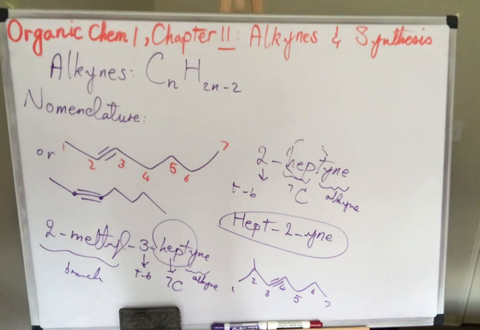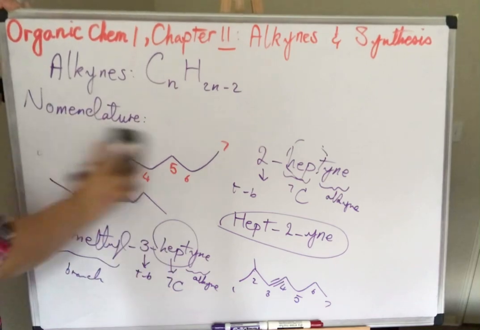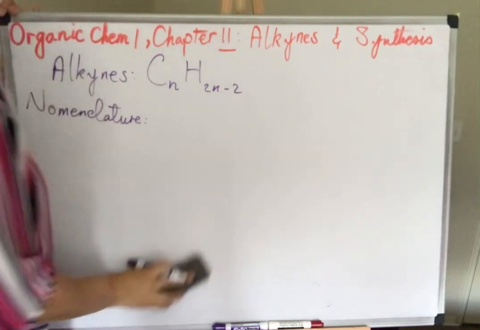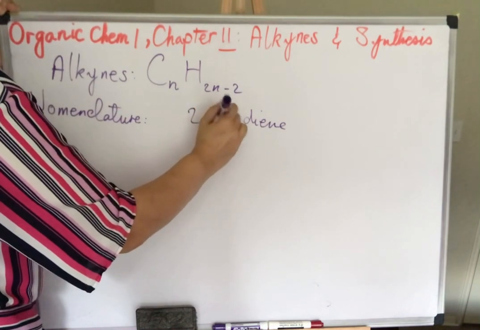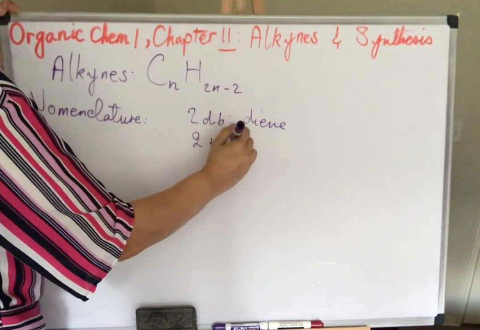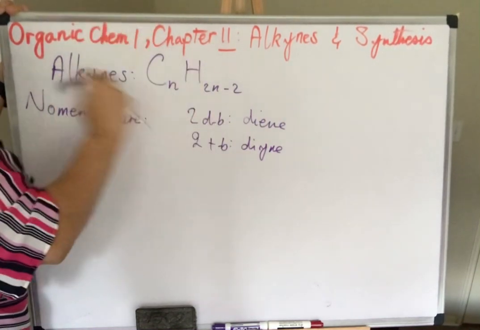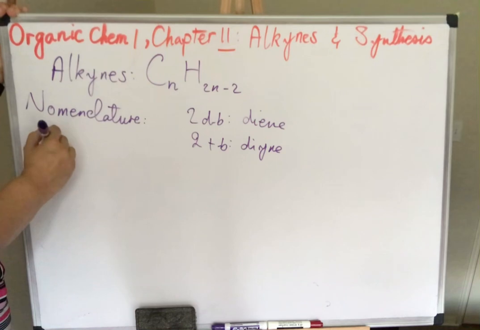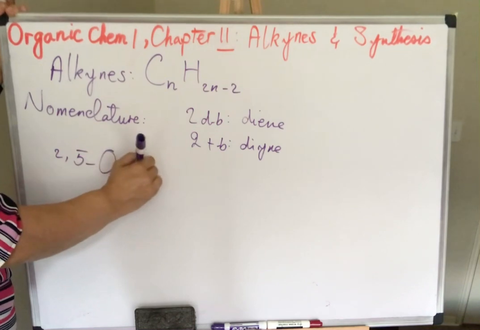Now, let's move to the next rule. This was pretty straightforward. What you had in alkenes can apply to alkynes as well. What if we have 2 triple bonds? Remember, for 2 double bonds, you call them diene. Now, for 2 triple bonds, you call them diyne. So 2 double bonds is diene, 2 triple bonds is diyne. So let's say we have 2,5-octadiyne.